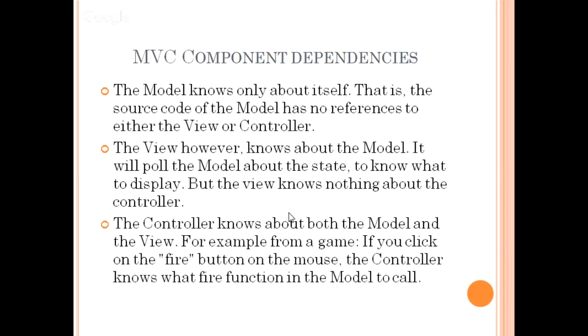The controller, on the other hand, knows about the model and the view. For example, in a game, if you click on the fire button on the mouse, the controller knows which action to call to perform that fire. So that's what the controller is saying. It knows about both the model and the view, because it gets info from the view and tries to manipulate the model. So it is actually a link between the model and the view.